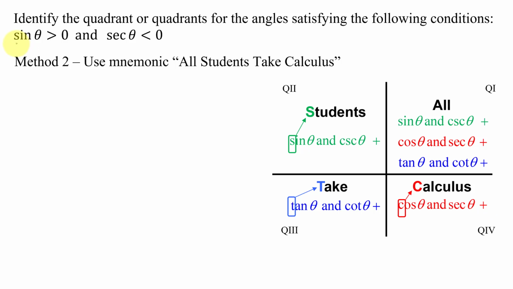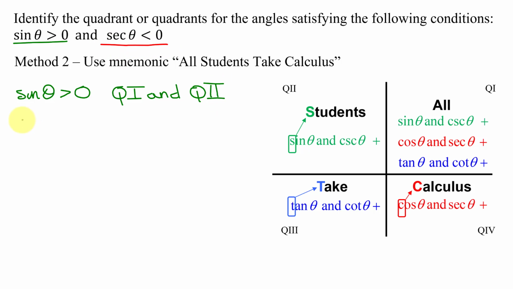Now looking at our conditions, I know the sine of theta is greater than 0, or it's positive. In which quadrants is the sine of theta positive? It's positive here in quadrant 1. It's also positive here in quadrant 2. So this is true in quadrant 1 and in quadrant 2.